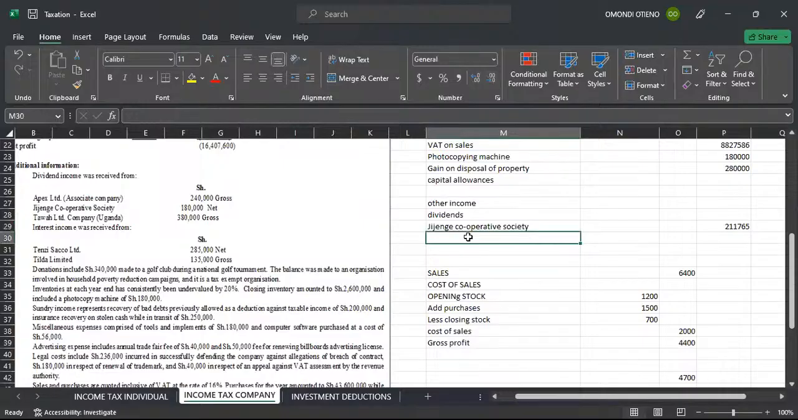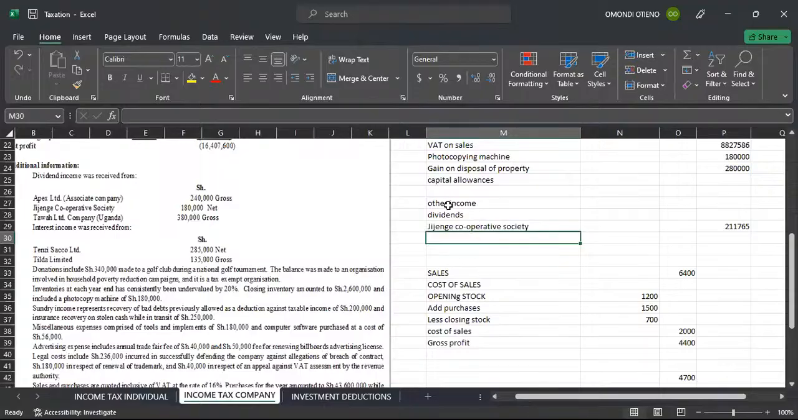Then we come to the next company still under dividends. We have Tower Limited company in Uganda. So these people have invested, they have done foreign investment. So the investments in foreign countries or outside Kenya are also exempted from taxation.